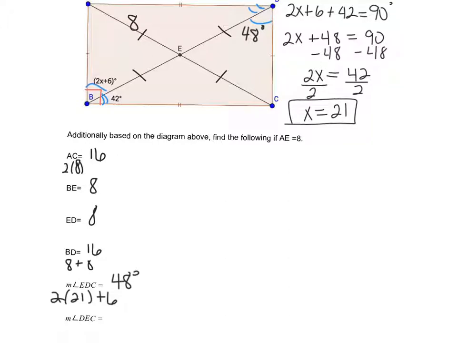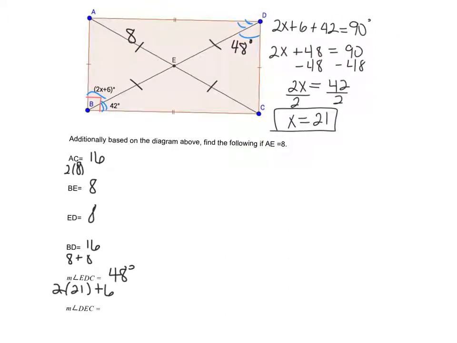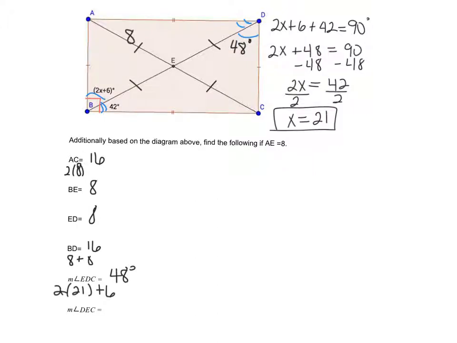The last angle we want to find is the measure of angle DEC, which is this angle. Using what we know about the triangle DEC being isosceles, we know that angle DCE is going to be congruent to angle EDC, which means they're both 48 degrees. So in order to find the remaining angle in that triangle, we're going to do 180 minus 48 minus 48, which means that we get 84 degrees as the measure of our angle DEC.